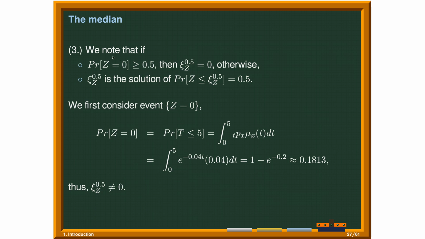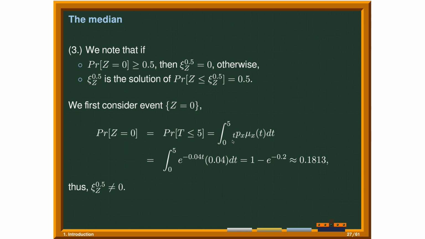So it is possible that this is non-zero, and even possible that it is greater than or equal to 0.5. So when that happens, then the median is already 0. Otherwise, if it is less than 0.5, then the median is the solution of this equation. Okay? So let's figure out first what is the probability that Z is 0. So we said that the probability that Z is equal to 0 is equal to the probability that T is less than or equal to 5.